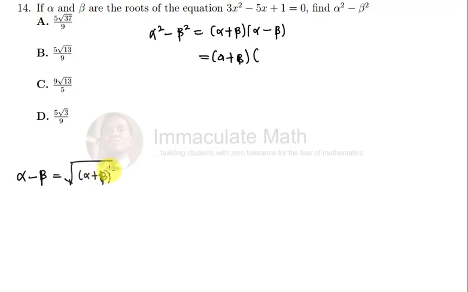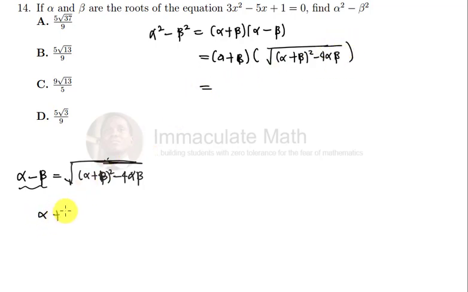So I'm going to have this to be alpha plus beta all squared minus 4 alpha beta. This is actually the expression for this statement. So I'm going to have the square root of alpha plus beta all squared minus 4 alpha beta. Of course you all know alpha plus beta is minus b over a, then alpha beta equals c over a.